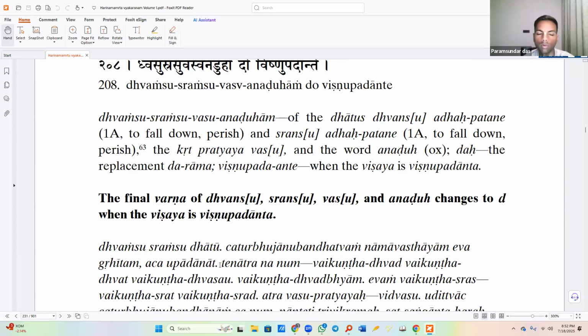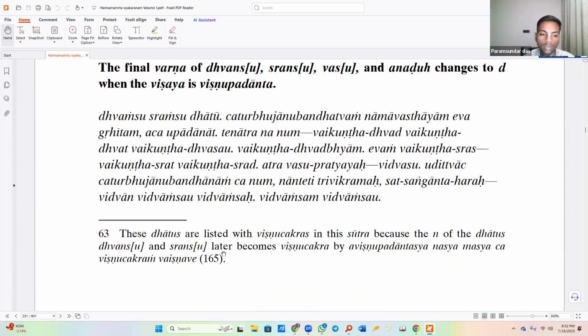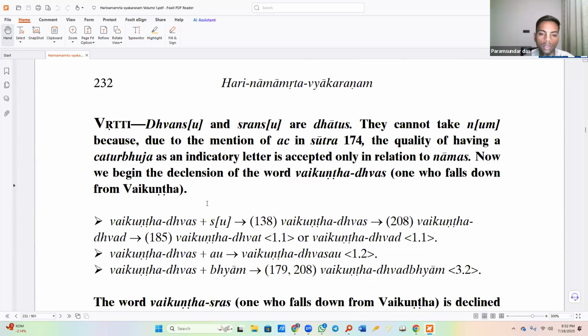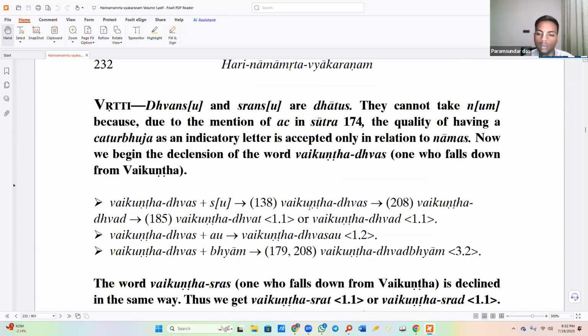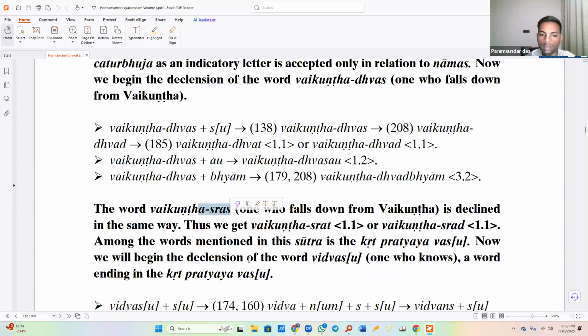So we have considered Vaikunthatvas. So by this sutra, Su is deleted, and then by this sutra, Sa becomes the. Dhvangsu, Srangsu, Vaswana, Duham, Do Vishnu Padante, and Vishnu Dasasya Hari Kamalam Vaviname. So Vaikuntha Dhvat, Dhvaso, Dhvasa, Ityadi. Then Vaikuntha Sras. This is from Srangsu. From Srangsu, Sras is taken to fall. It is declined in the same way. Vaikuntha Srat, Srasa, Srasaha, Srasam, Ityadi.